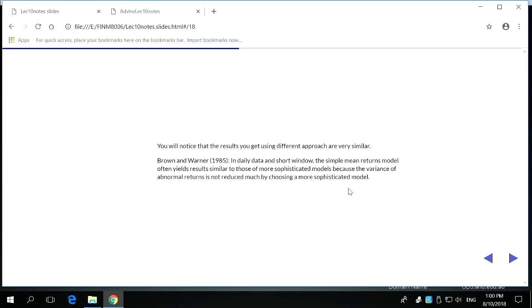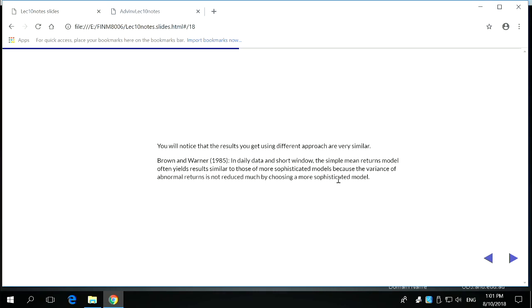That's because with a short window and daily data, the variation in abnormal return, the variance, is not reduced by choosing a more sophisticated model. So the variance will stay similar whichever model you use. The main thing is the change in the mean of the CARs, and the mean of the CARs does not change much over a couple of days depending on which model you use. So whether you assume beta equal to 0, beta equal to 1, or multiple betas, this all yields similar results for a couple of days of daily return data.